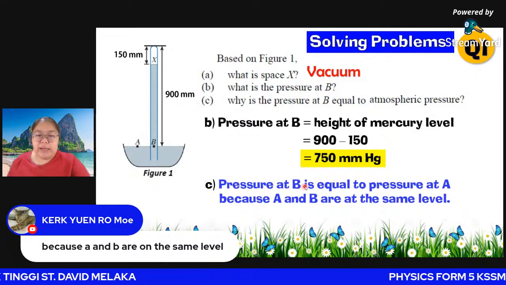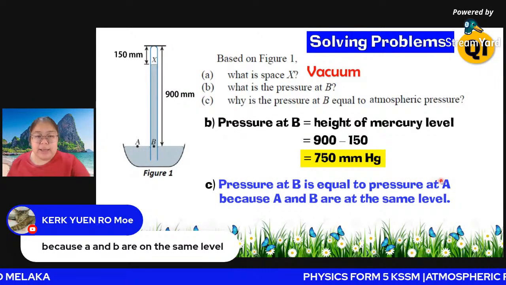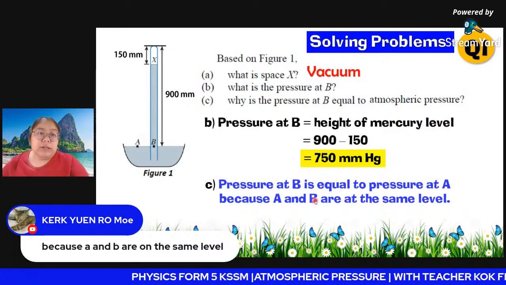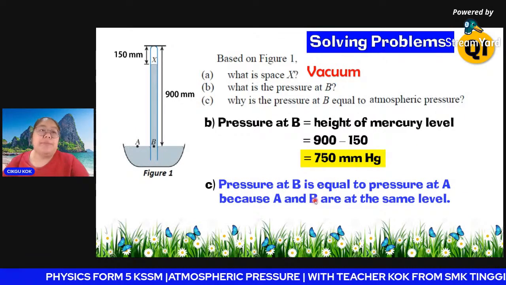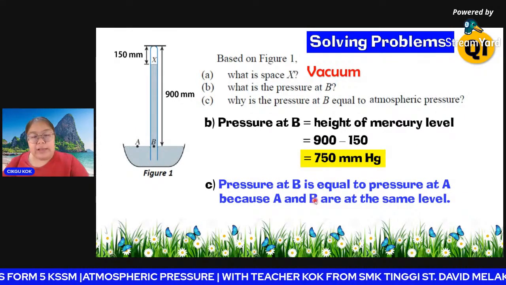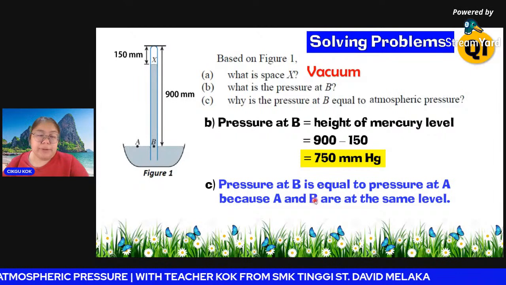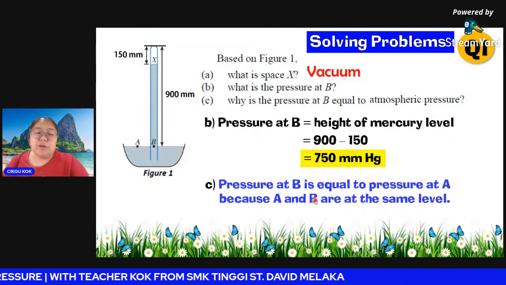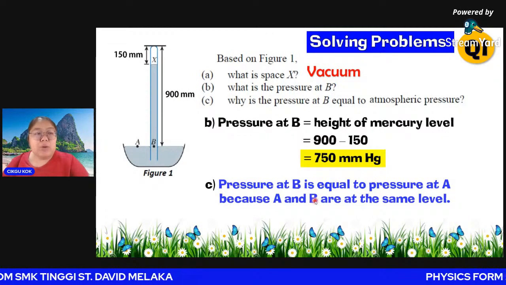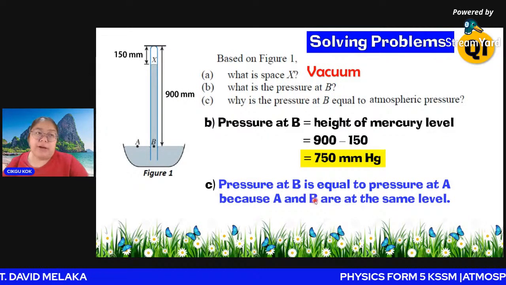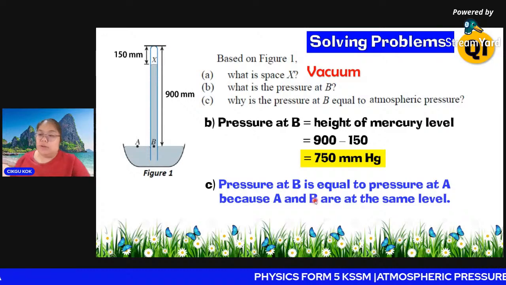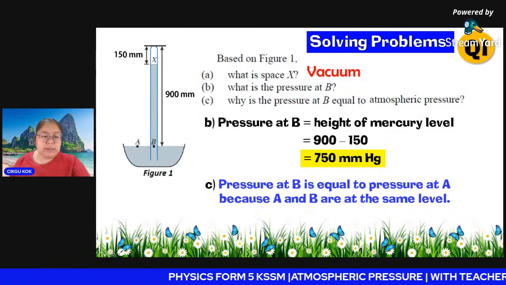Okay, pressure at the B is equal to the pressure at the A because A and B are at the same level. Okay, the level is the same. So from here you can say about the atmospheric pressure because A is the atmospheric pressure. So that means B, same level, so B also can equal the atmospheric pressure. Okay, so we go through to question number 2.